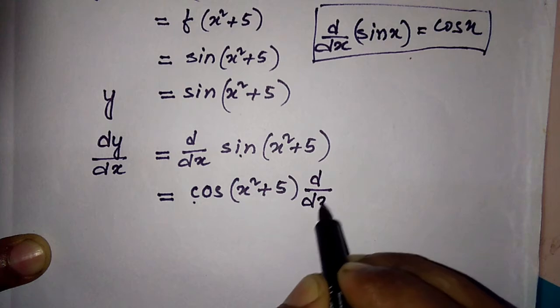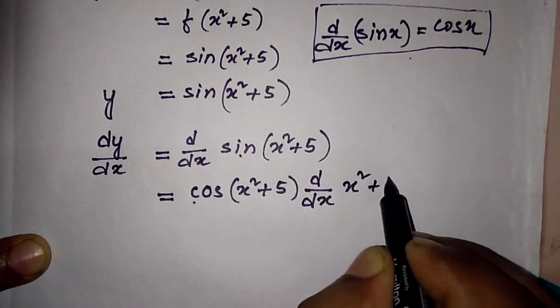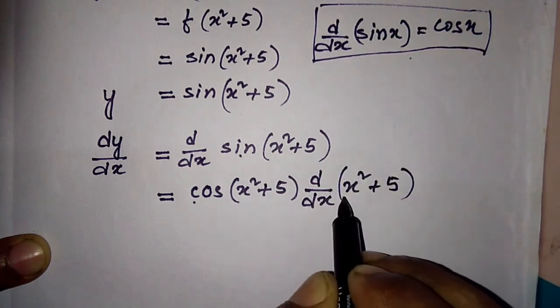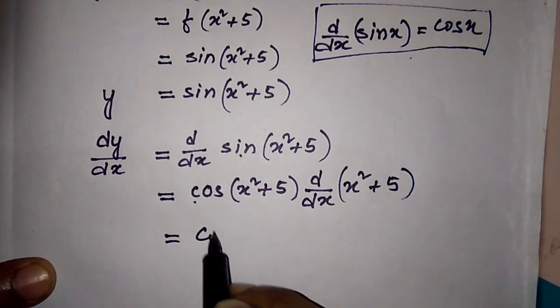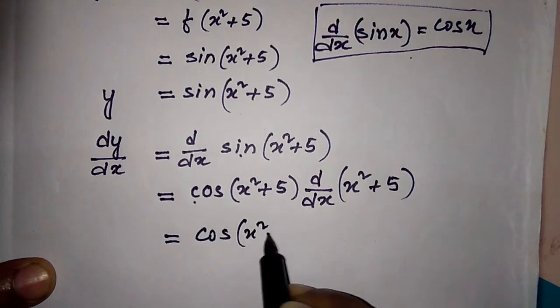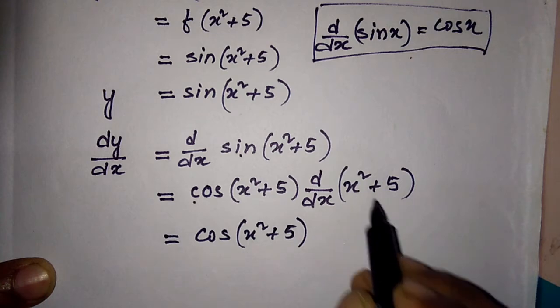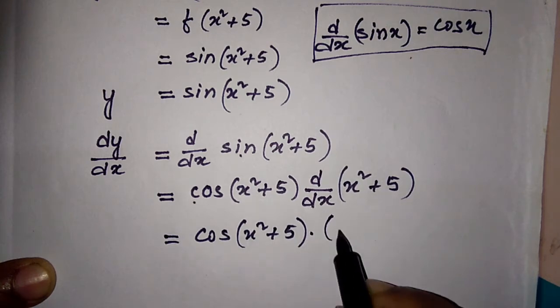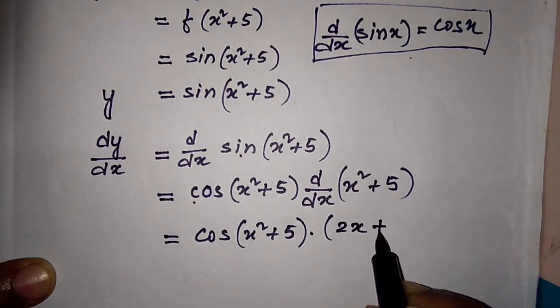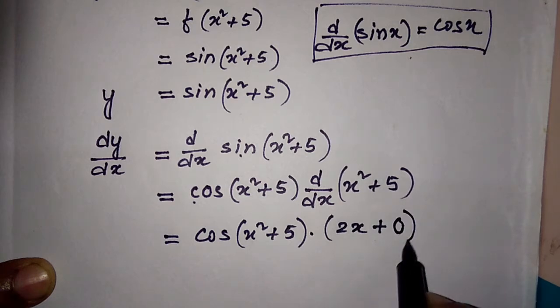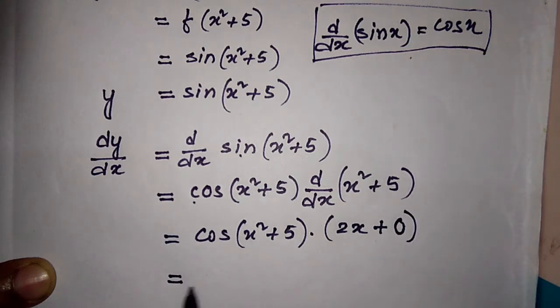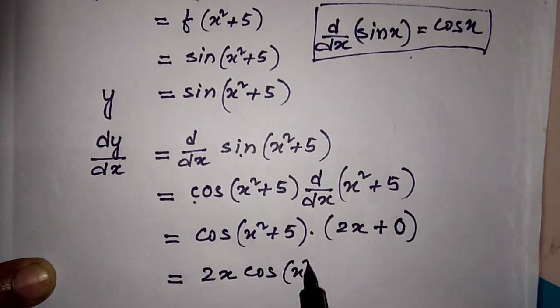to differentiate again x square plus 5. Then cos(x square plus 5) and the derivative of x square plus 5: x square gives 2x, 5 is constant, so it is 0. Then the answer is 2x cos(x square plus 5).